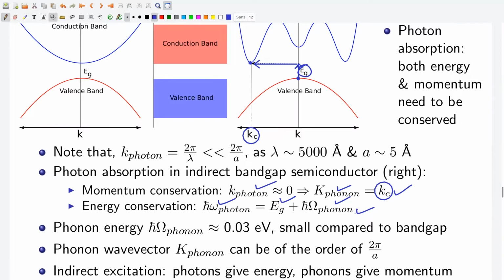In summary, in case of indirect band gap semiconductors, photons give required energy and phonons give required momentum for an electron to be excited from the valence band to the conduction band.